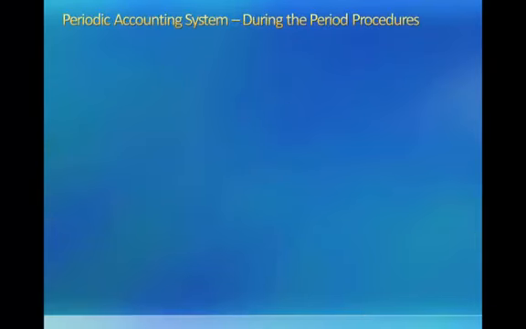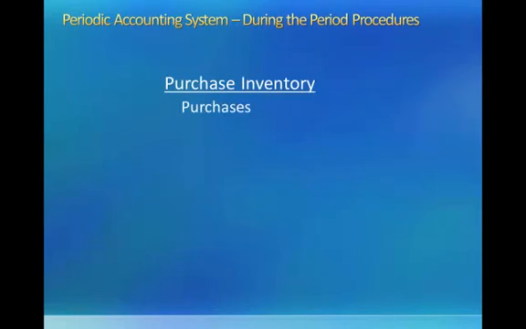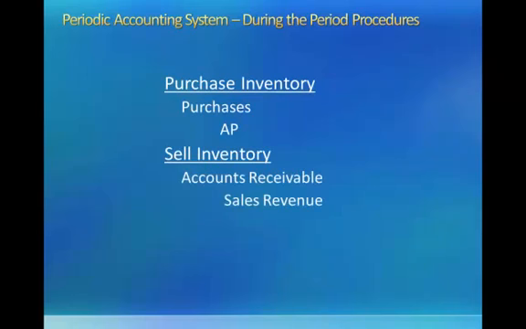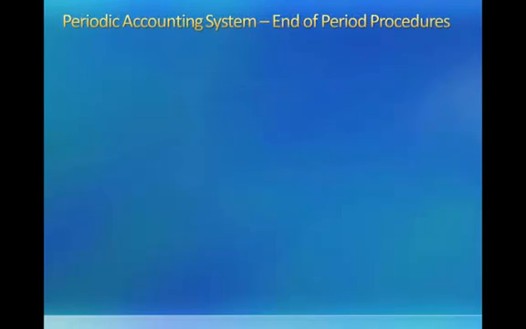How do we do the periodic system? In the periodic system, we purchase inventory by debiting purchases and credit accounts payable. The difference here when compared to the perpetual system is that inventory account is not debited, the purchases account is. When we sell inventory, we debit accounts receivable and credit sales revenue. We do not make the entry to record cost of goods sold and lower inventory like we do in the perpetual system. The only entry required when we sell inventory is to record the sale and accounts receivable.